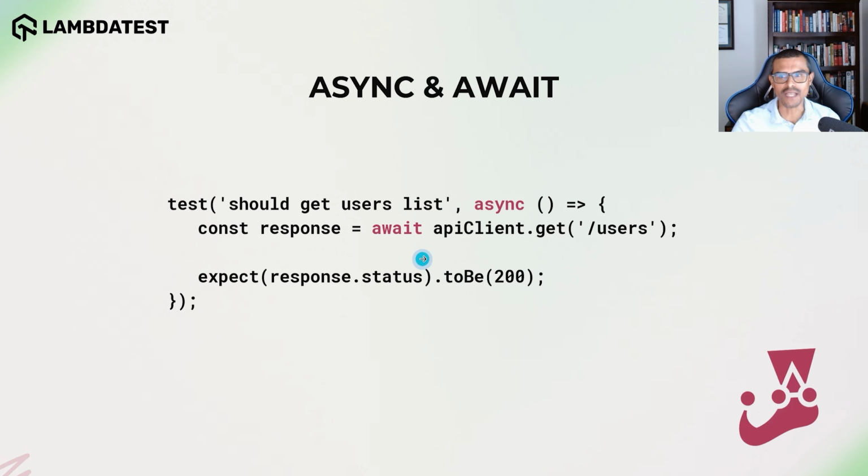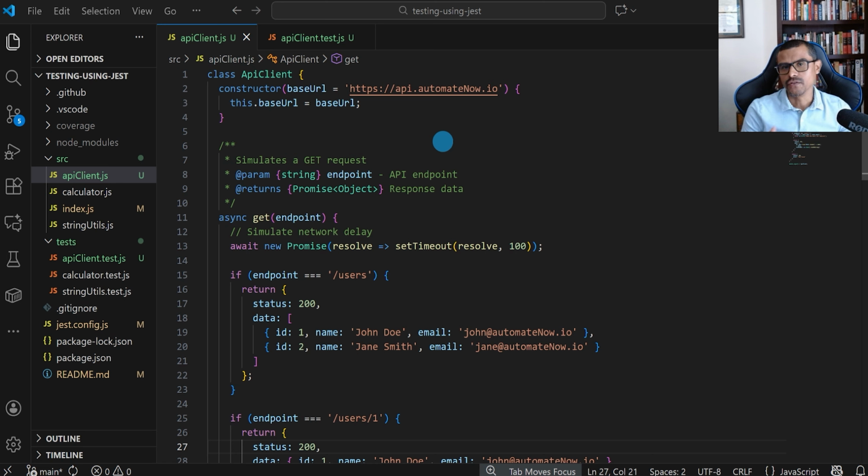Let us look at some examples on how to use async and await to handle asynchronous operations. All right, guys, so it's time to get into the nitty-gritty of things and learn how to do this asynchronous testing using Jest. Here I have this class that I've created. It's called API Client. This class is going to simulate making HTTP requests to an API without actually making any network calls.